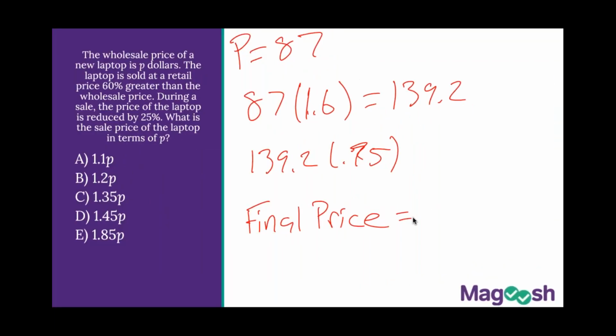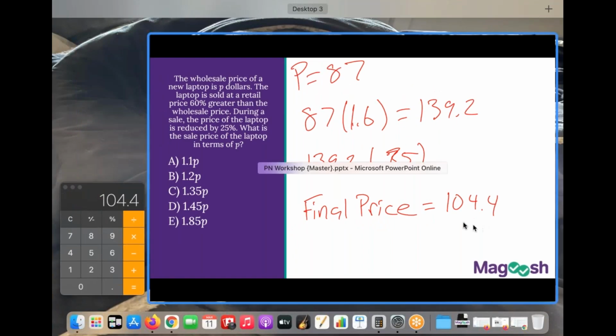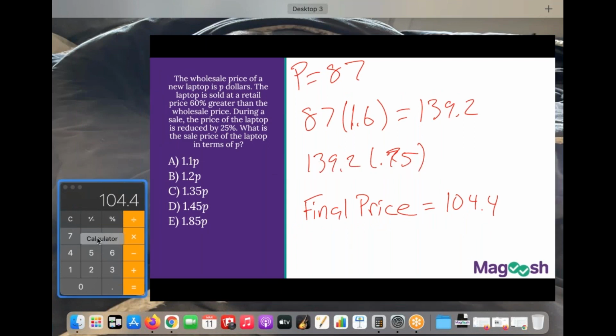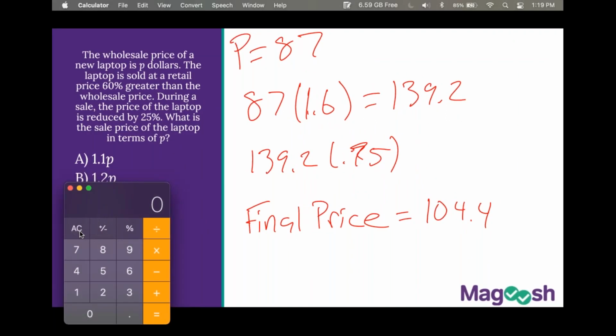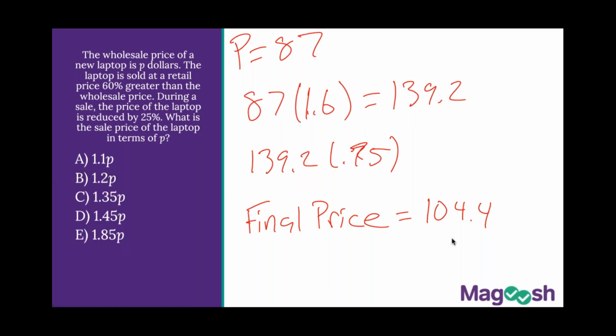What was that number? 104.4. Okay, and again, we would just go back in now and we're gonna plug P equals 87 into each of these answer choices. You can do that on your own here to see that only one will work. I will quickly test answer choice B, the correct one for us. And if we do that, we will see 87 times 1.2 equals 104.4. That was the number we were looking for here.